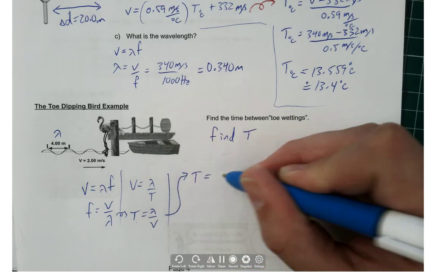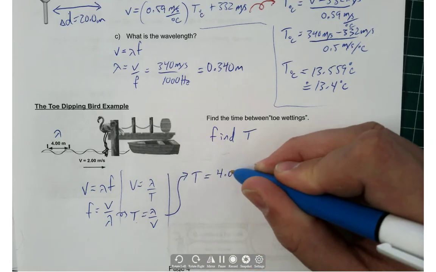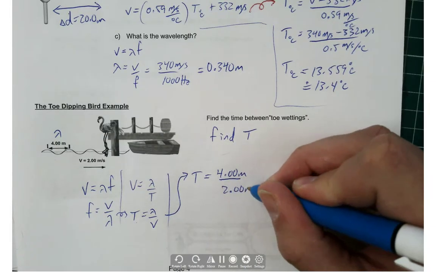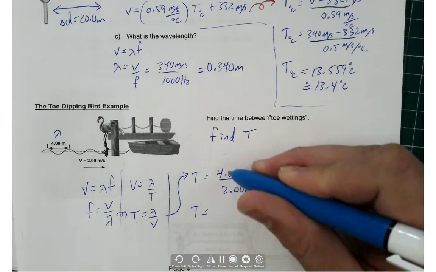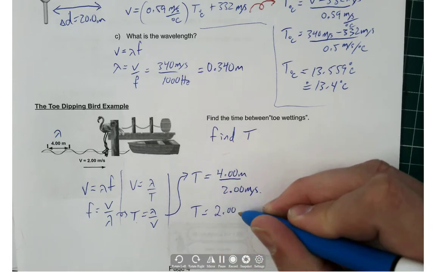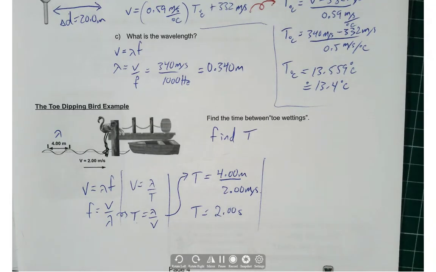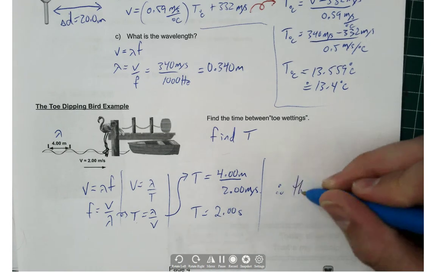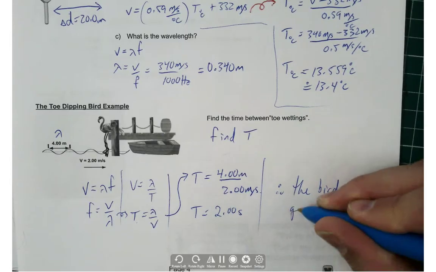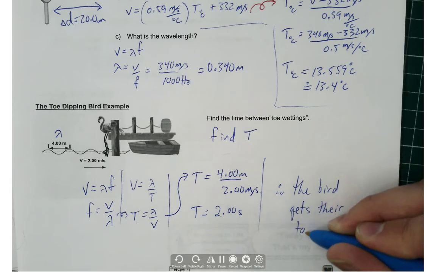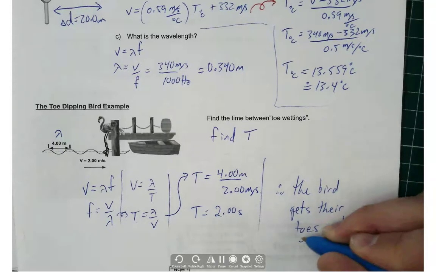I would say that the period is equal to, well, the lambda is 4.00 meters. The speed is 2.00 meters per second. And that means 4 divided by 2, our flamingo is going to get their toes wet every 2 seconds. That's the period between crests of water hitting the flamingo's toes. Therefore, the bird gets their toes wet every 2 seconds.